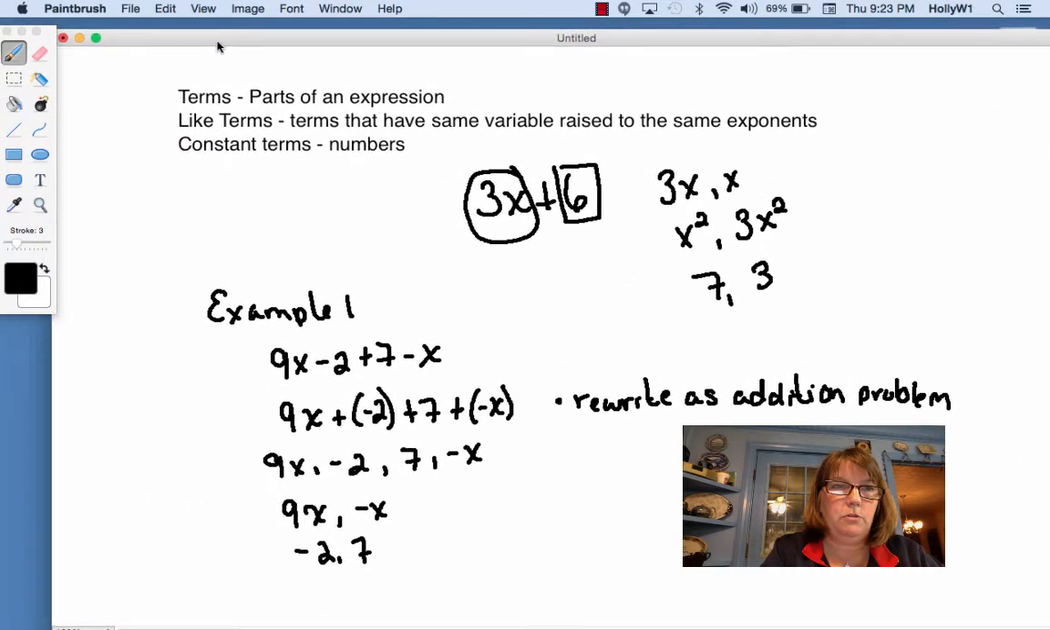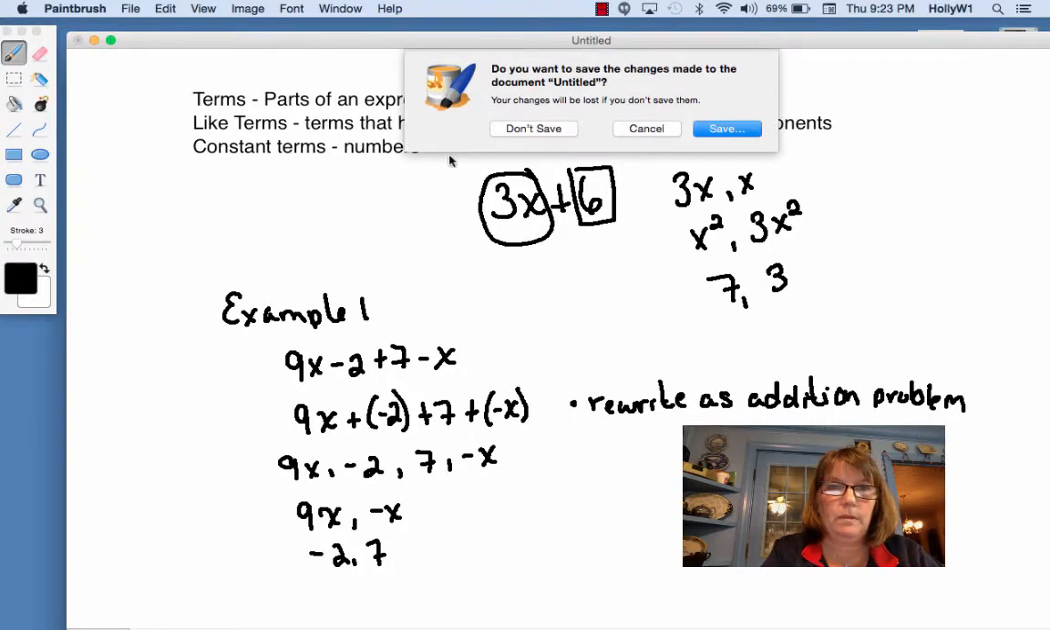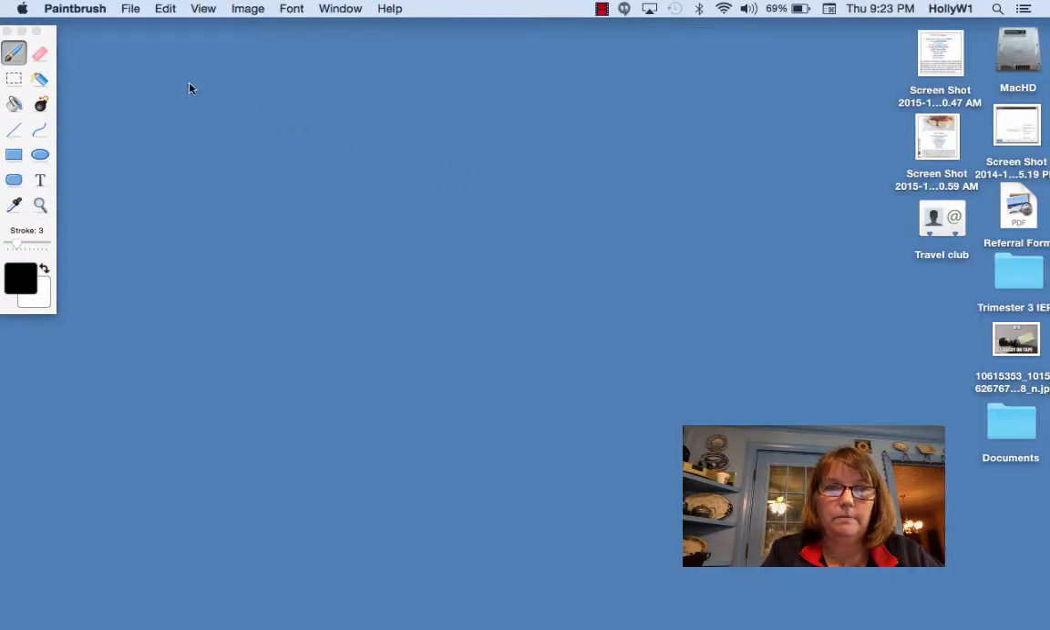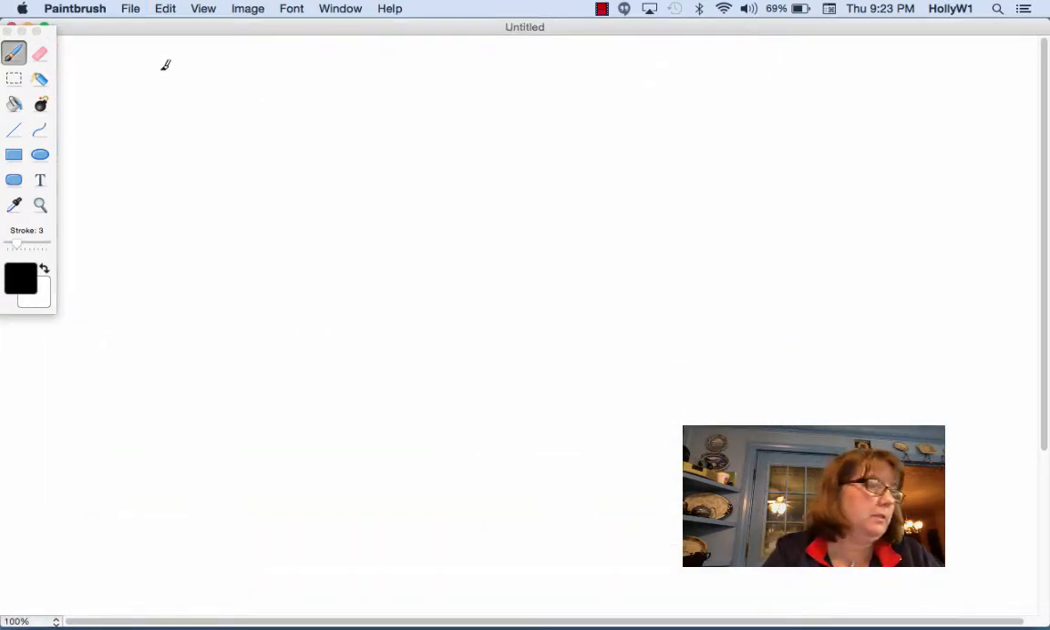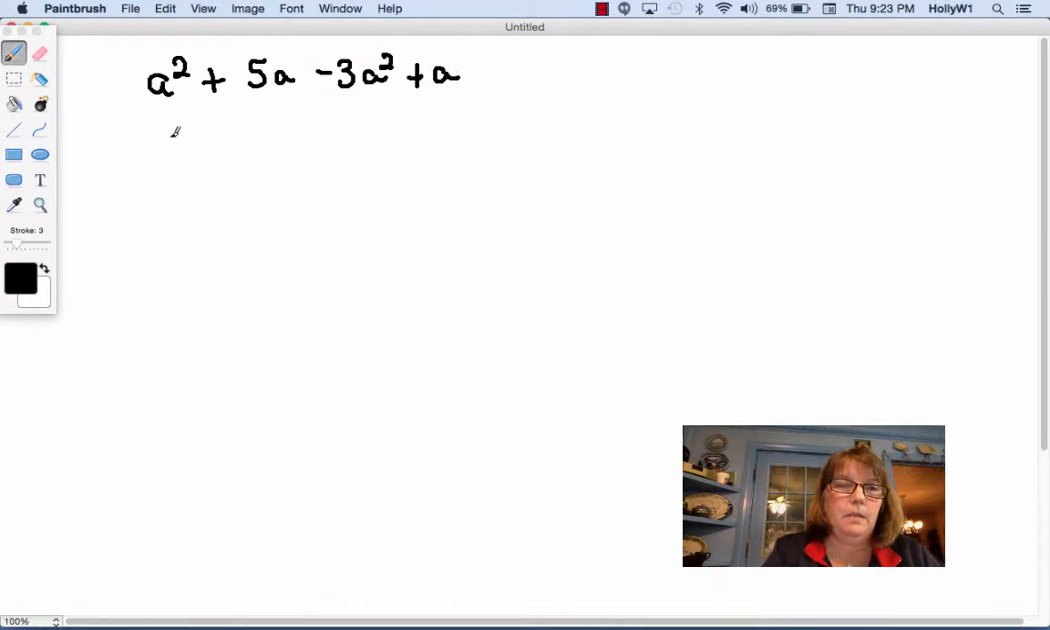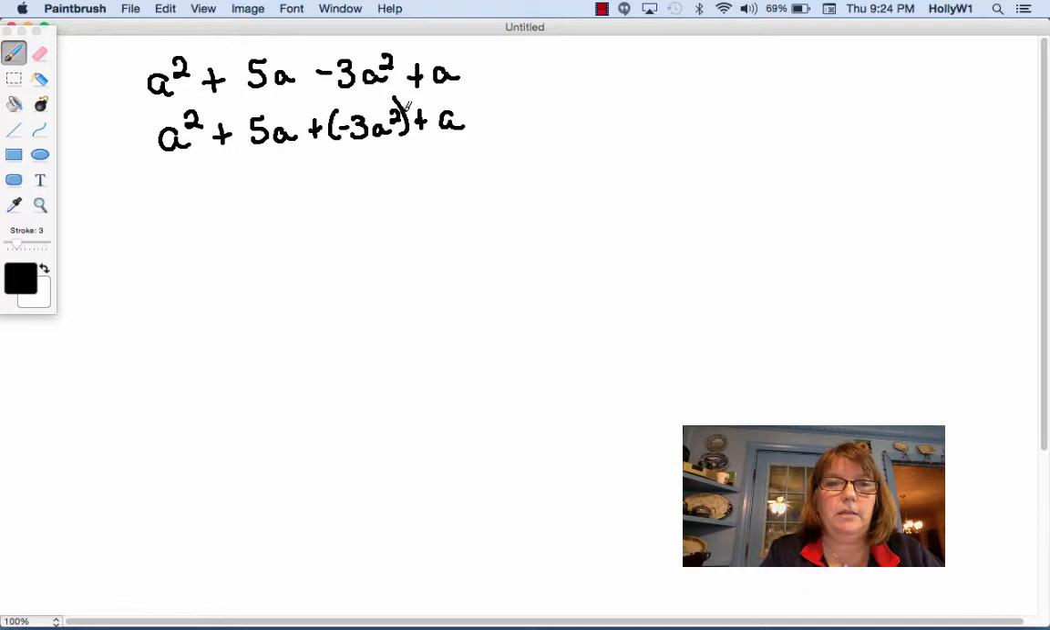All right, let's try another example. So this is a squared plus 5a, subtract 3a squared, add a. So we're going to rewrite it as an addition problem. We're adding the opposite, so we end up with adding negative 3a to the second power.